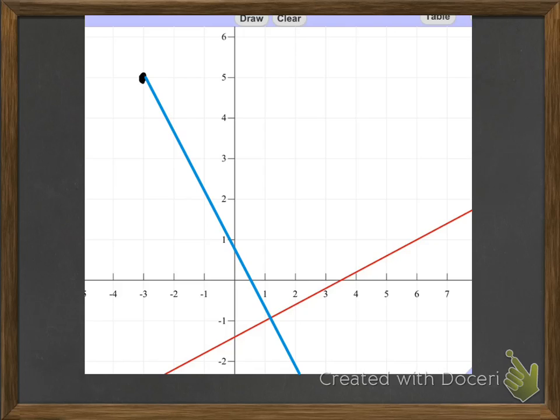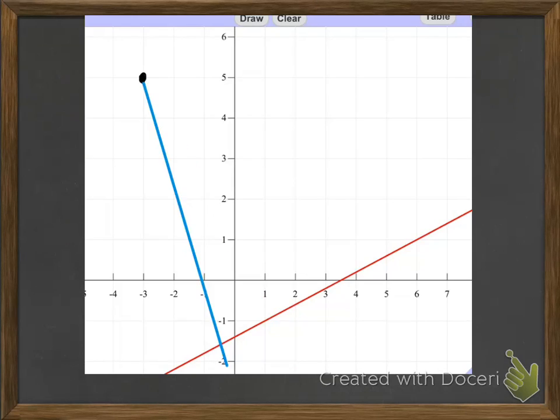Now, we can't measure this exactly. I guess we could using the Pythagorean theorem. But it looks like it crosses there at about, well, like we said, negative 11/29. I know what you might be thinking here. What in the world's going on with this line here? That's clearly not perpendicular. Actually, it is.